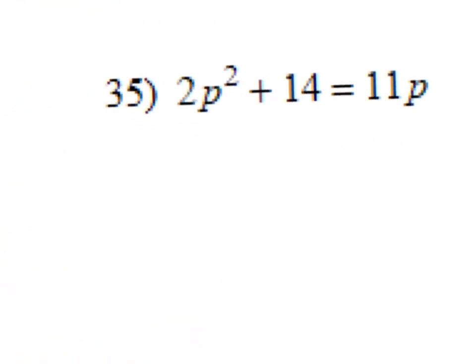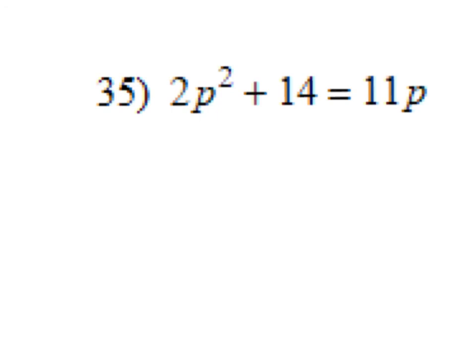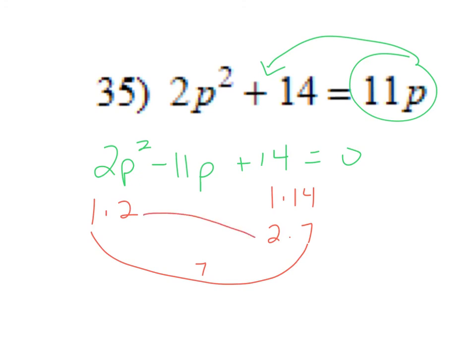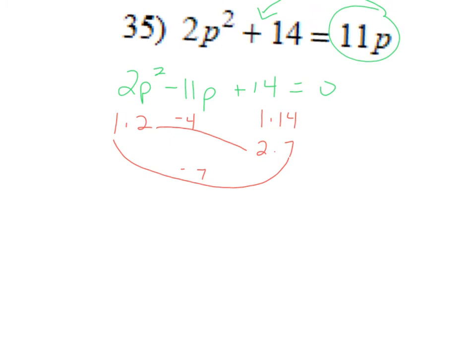Okay, so on this one, let's go ahead and set this equal to 0. So I'm going to go ahead and take this and move it over here and get 2p squared minus 11p plus 14 equals 0. So again, I'm making a list here. 1 times 2, 1 times 14, 2 times 7. All right, so if I got a 1 times 7, that would be 7. 2 times 2 would be 4. And if I make them both negatives, that gets me negative 11, and a negative times a negative happens to be a positive 14.